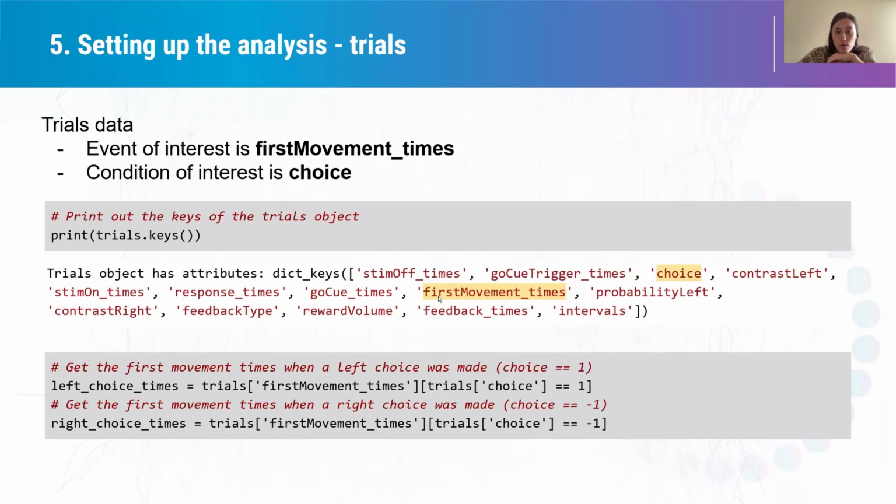So we can extract those two variables, and what we're doing in the bottom code snippet here is splitting our trials according to these two criteria. The ones where the choice was equal to 1, so where a left choice was made, and then when the choice is equal to -1, so when a right choice was made. And we're also extracting the timing of these events by indexing with the trials first movement times.